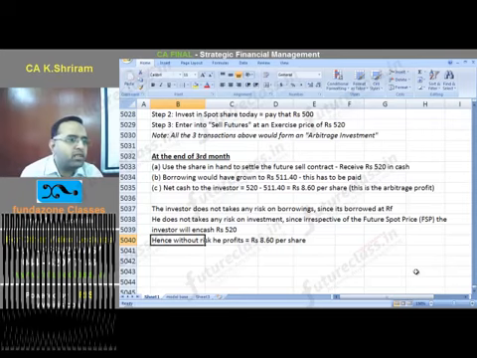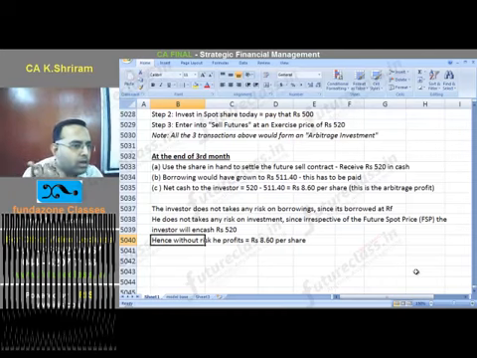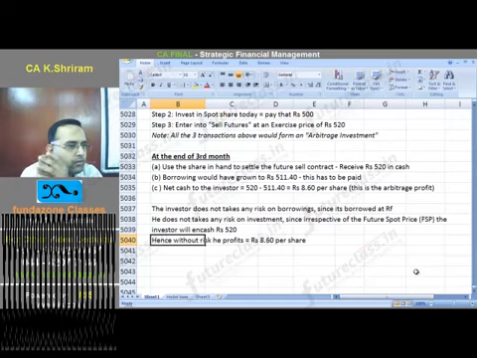What is the arbitrage profit per share here? It's 8.6. 8.6 is what minus what? 520 minus 511.40. What is 520 and what is 511? 520 is the exercise price. 511 is the theoretical forward price or theoretical future price.